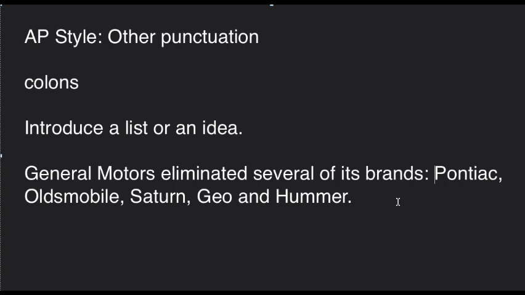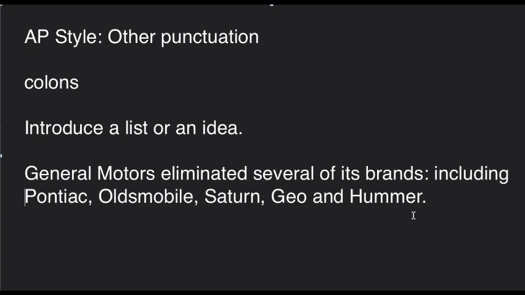You're introducing a list, and the key thing here is that we're using a colon because we don't have any other kind of verb that shows that a list is coming up. So where people make a mistake is they might say General Motors eliminated several of its brands, including, and they would put a colon and then have the list. You don't use that colon if you've got a word like this that's introducing the list.